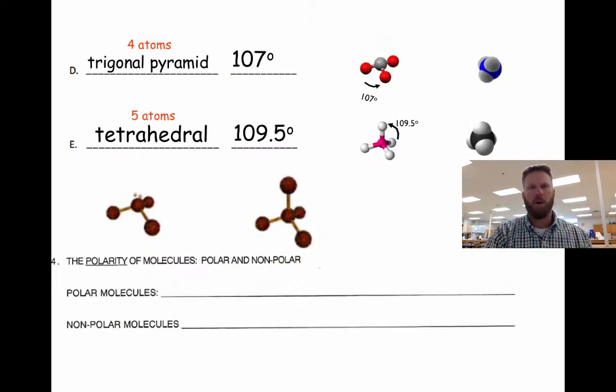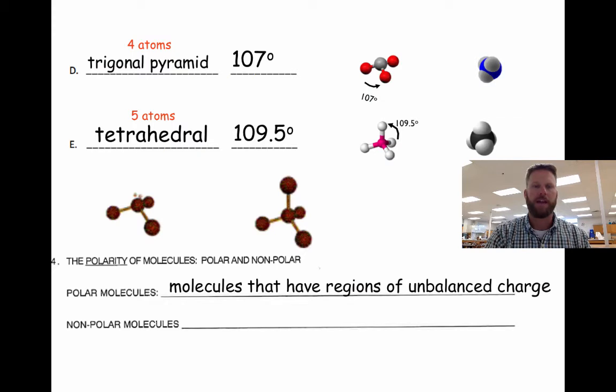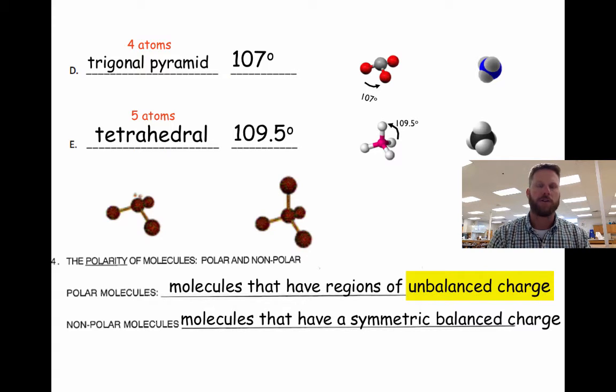We have talked about how a bond is polar or nonpolar, but what we haven't talked about is how a molecule overall is polar or nonpolar. So we're going to do that. But first, we need to understand that polar molecules will end up having an unbalanced charge. So there's regions of positive and negative charge, where a nonpolar molecule has a symmetrical balance of charge.